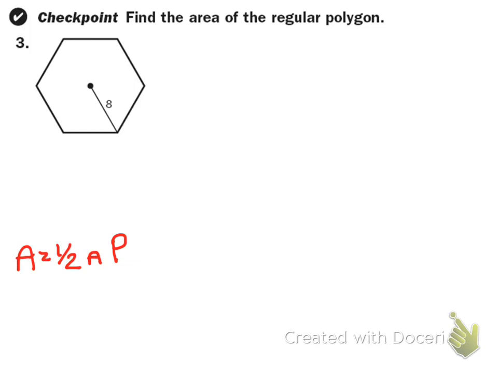Remember, the apothem is a segment drawn from the center of a polygon to the side of the polygon. It's the distance from the center to the side. So we make that perpendicular.